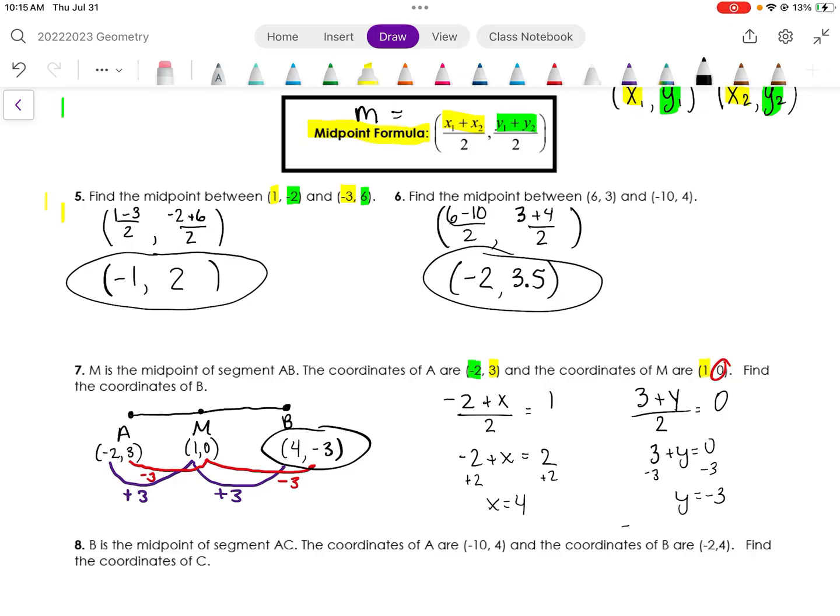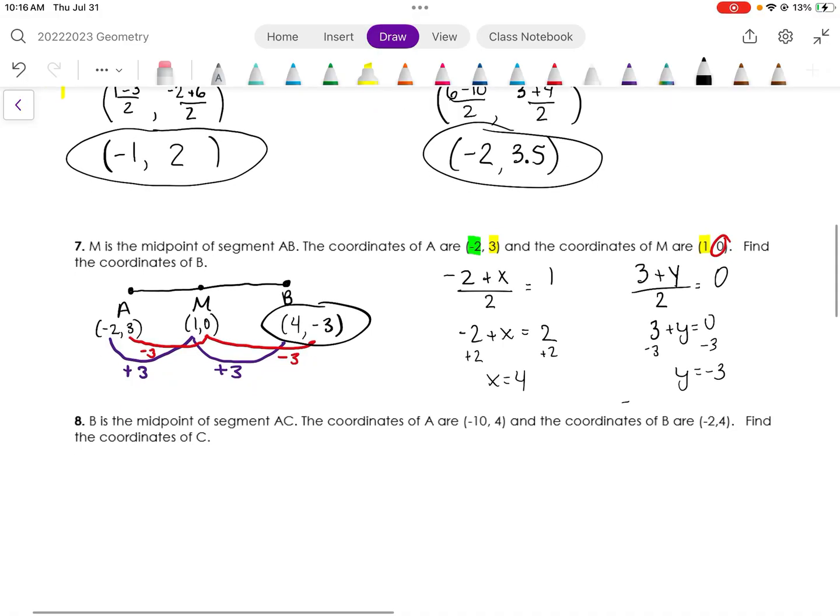So there's 2 ways to do it. I think just figuring out what you're adding or subtracting is easiest because you could almost do it in your head. But you could also use the formula. Just keep in mind, you know one of the x and y values, but you don't know the other x and y value. You only know the midpoint. So let's try this one.